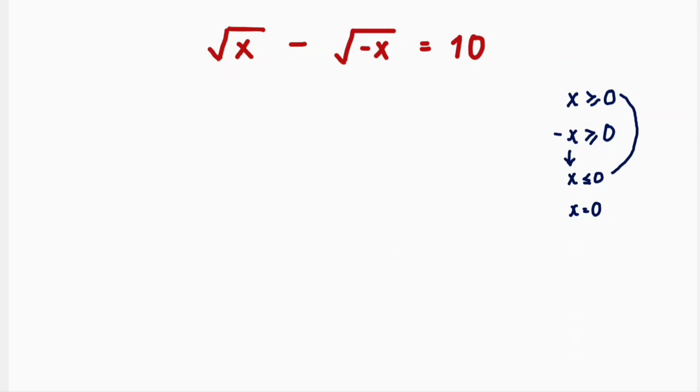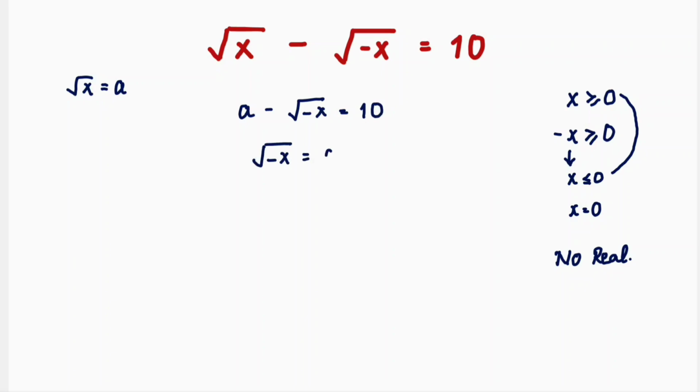But this can't be true as 0 minus 0 can't be 10. So we know this equation will have no real solution. Let's look at complex solution. Take square root x as a. We get square root minus x as a minus 10.